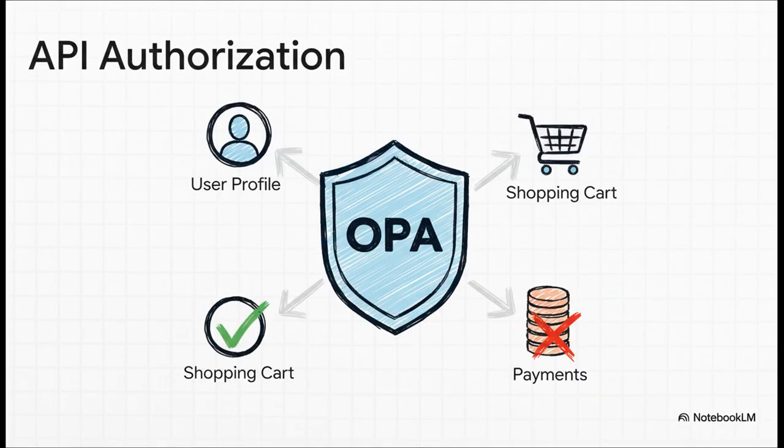API authorization is another classic use case. Instead of embedding authorization logic into every single microservice, they can all just offload that decision to a central OPA instance. This makes sure that a critical rule, like a user can only access their own data, is defined just once and then enforced consistently across your entire application.